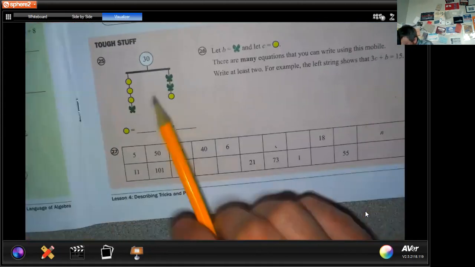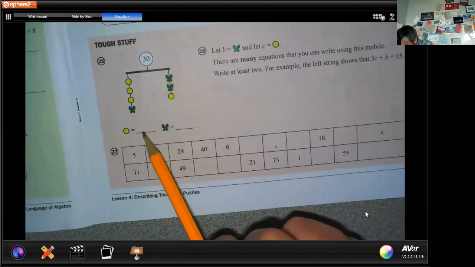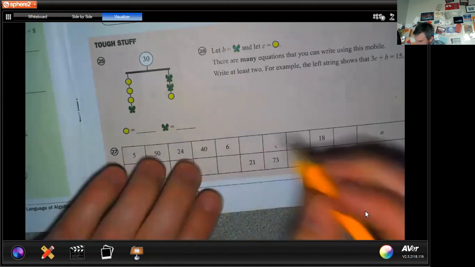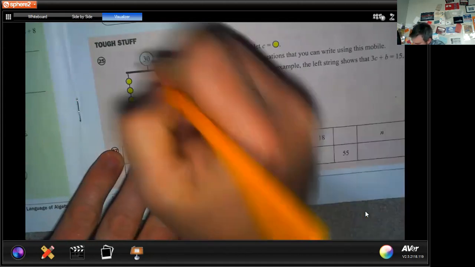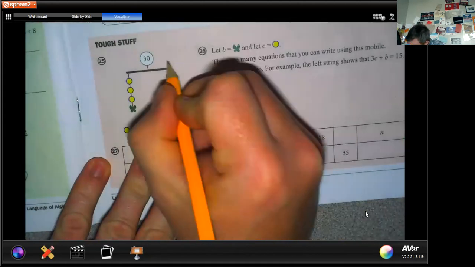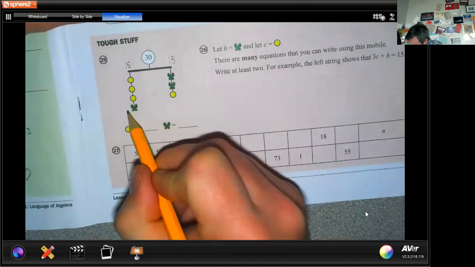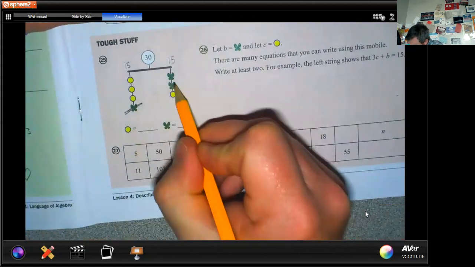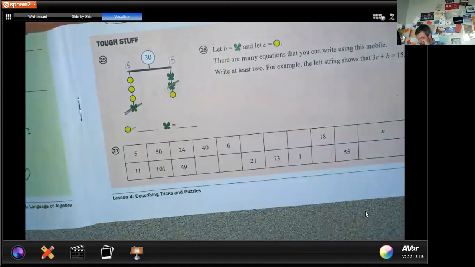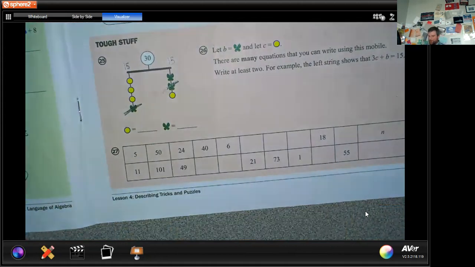Okay, 25. Let's see what the circle and the butterfly are. Okay, so we've got 30 splits in half. So I got 15 here and 15 here. If we cancel this butterfly with this butterfly, okay, those will always balance.